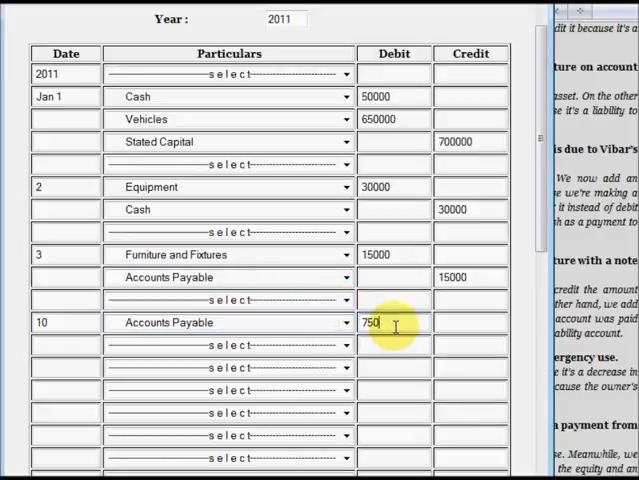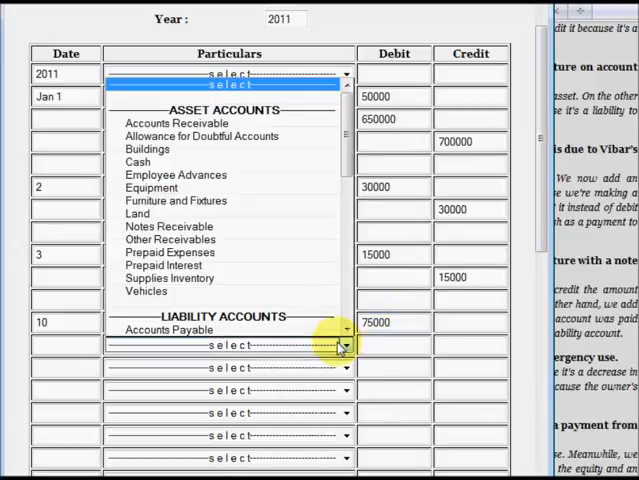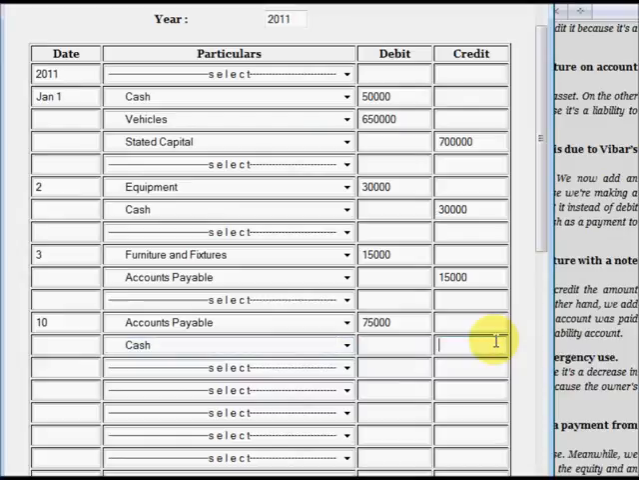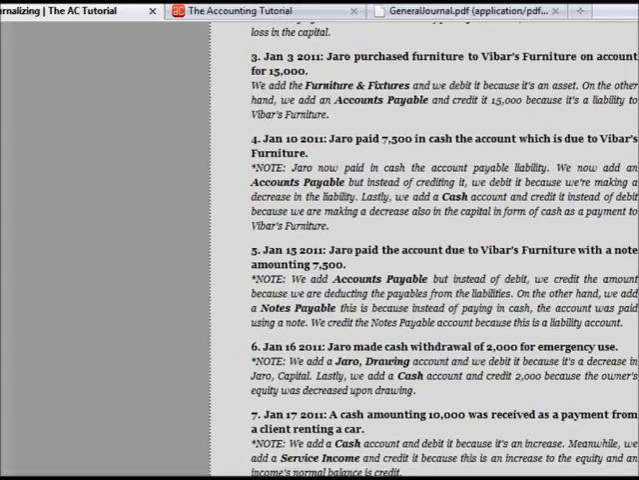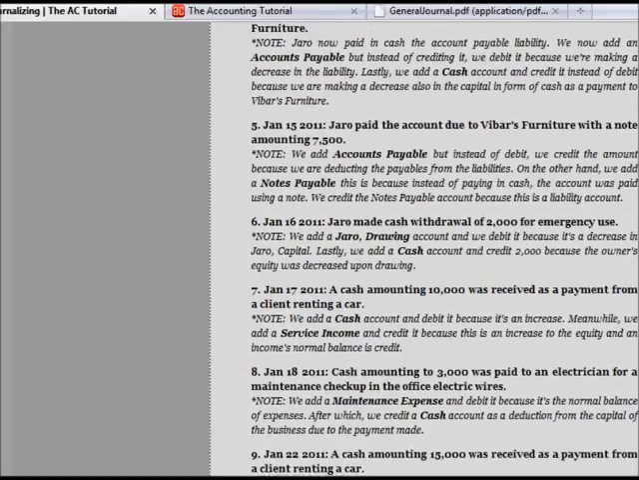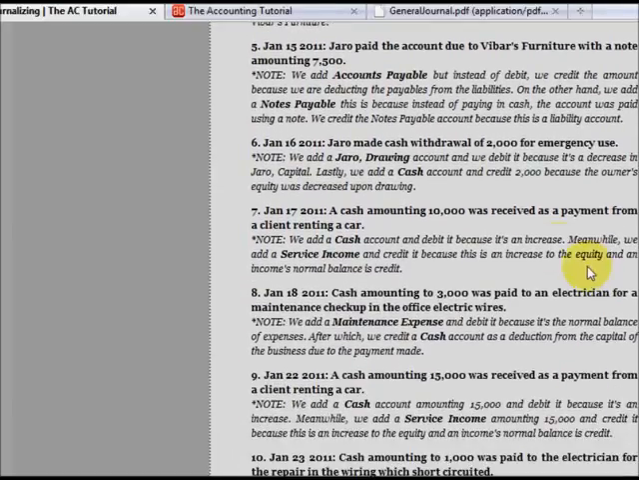amounting 7,500. We add a cash account and credit it instead of debit because we are making a decrease also in the capital in form of cash as payment to Vibar's furniture. The next transaction would be January 15. Jaro paid the account due to Vibar's furniture with a note amounting 7,500.